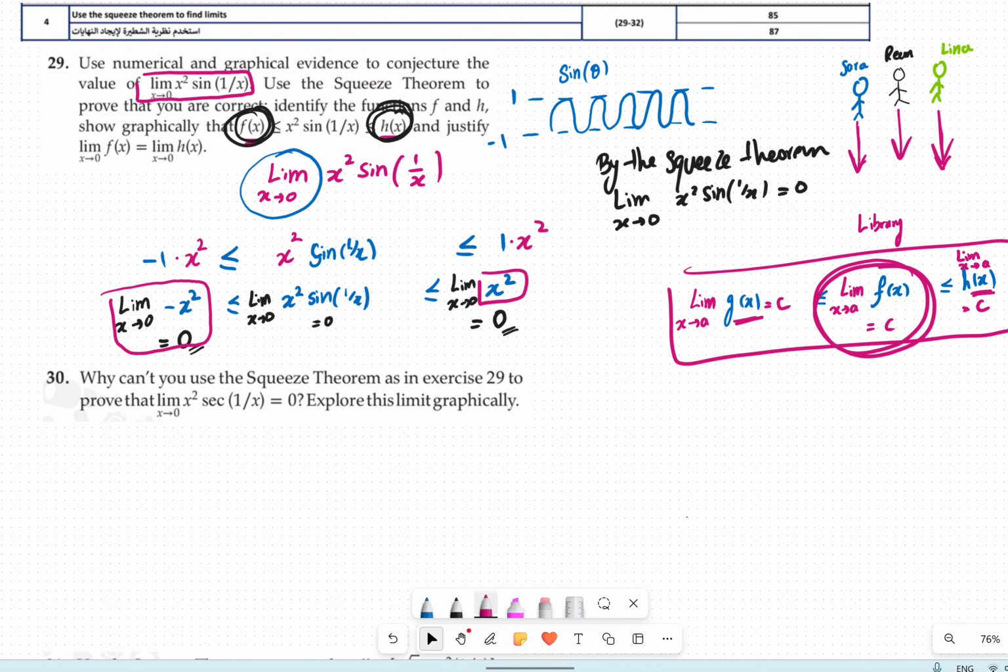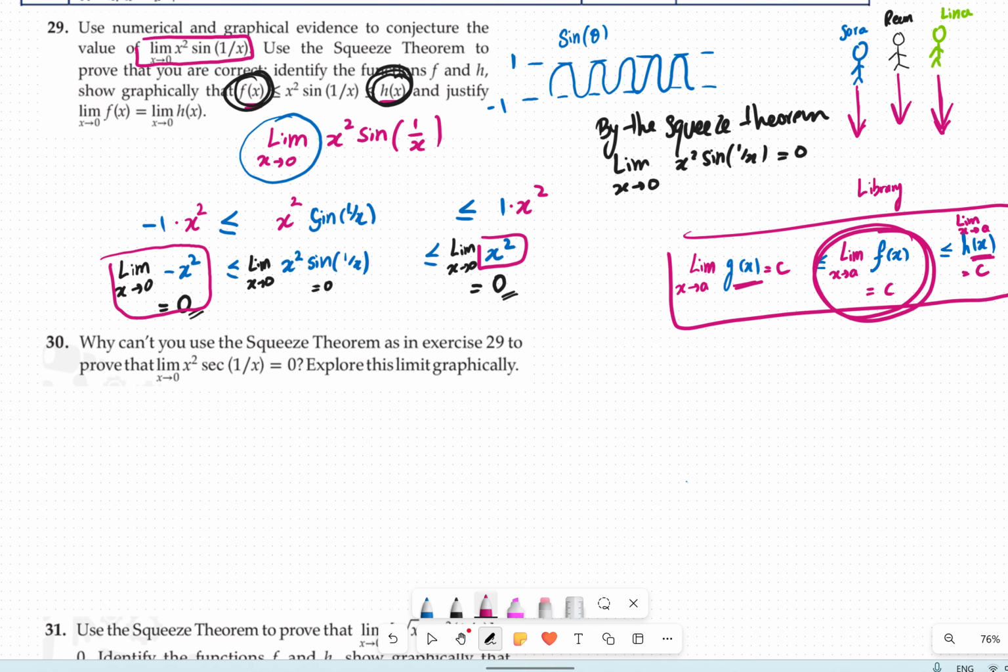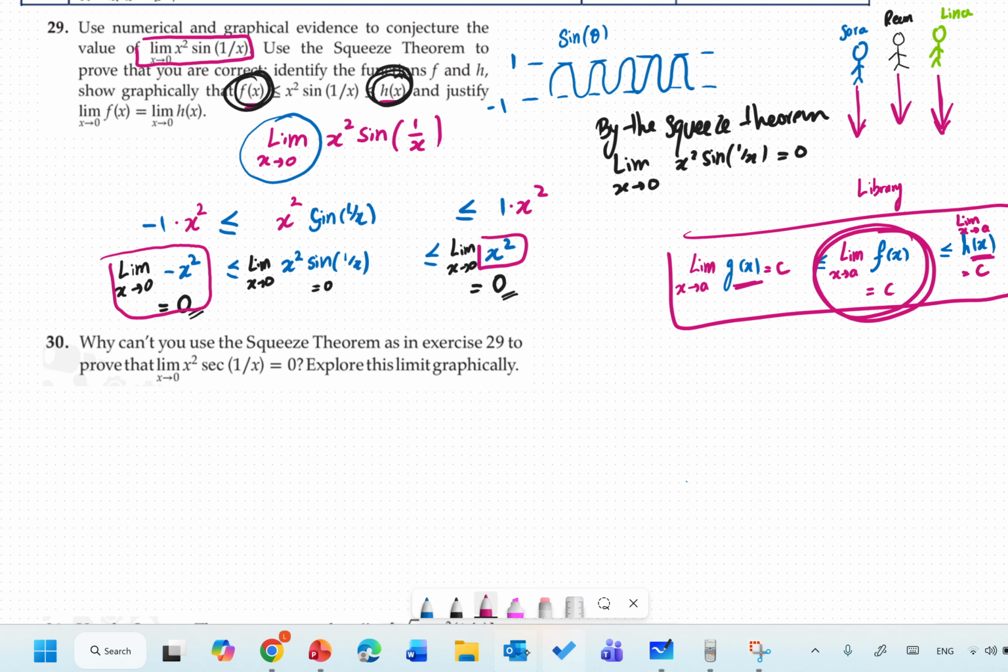Okay, now we go to question 30. Why can't you use the squeeze theorem as you did in 29 to prove the limit of x squared secant 1 over x as x approaches 0 is 0? Okay, now we always start with the trigonometric function. We ask ourselves, do we know what it is bounded between? Well, let's look at the graph of the secant here.